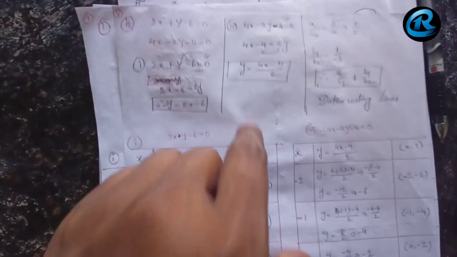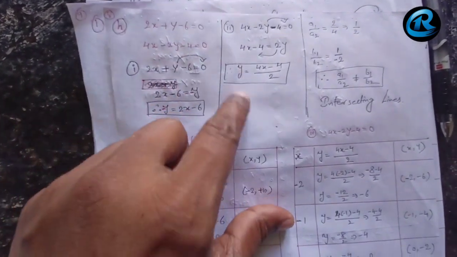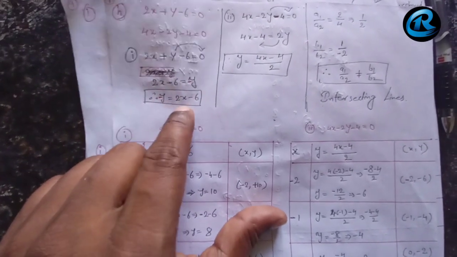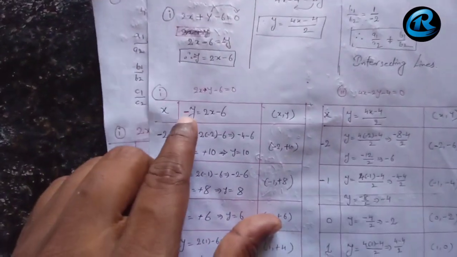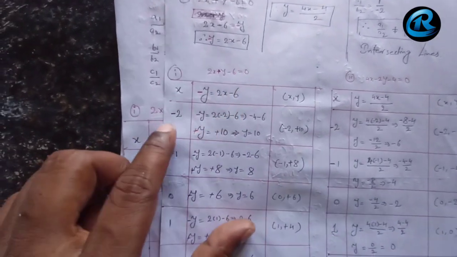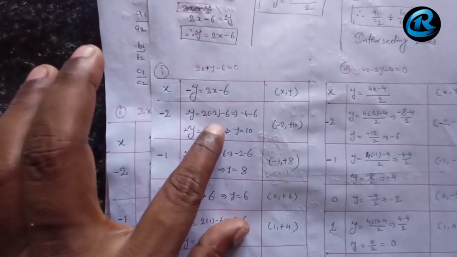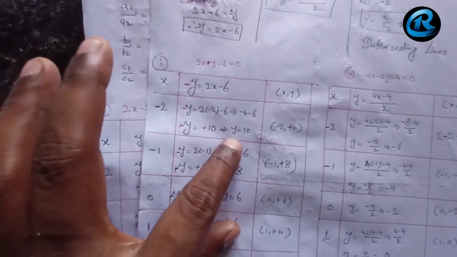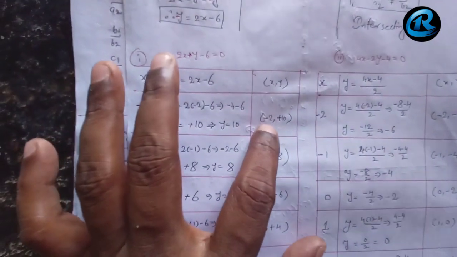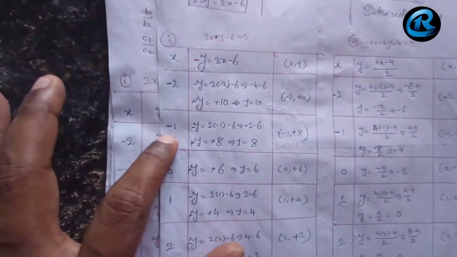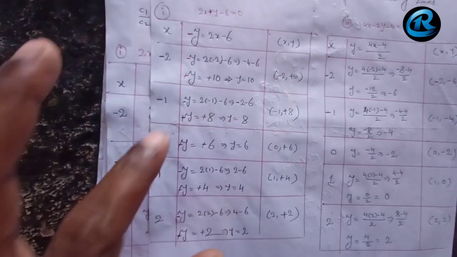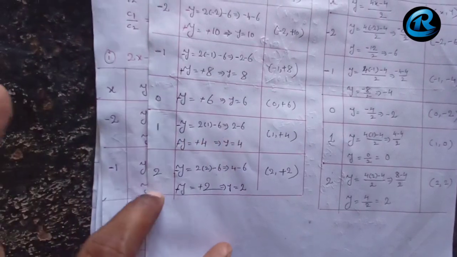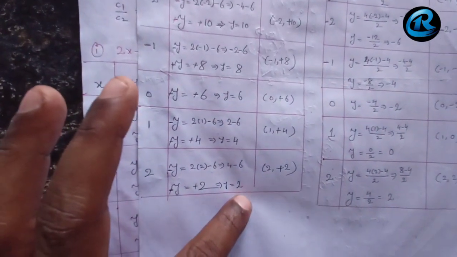Take the graph, equation number 1. From this equation number 1 we got minus y equal to 2x minus 6. So here, if x equals minus 2, then minus y equals minus 10. Minus minus gets cancelled, y equals 10. Then x is minus 2, y equals plus 10. If x is minus 1, y equals 8. If x is 0, y equals 6. If x is 1, y equals 4. If x is 2, y equals 2.